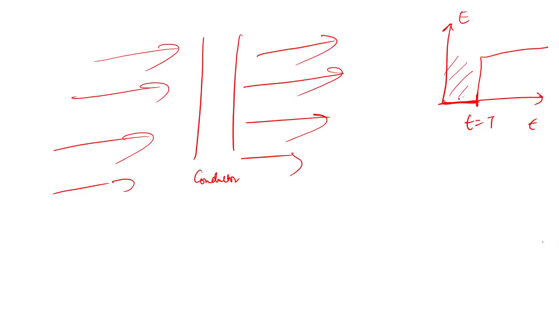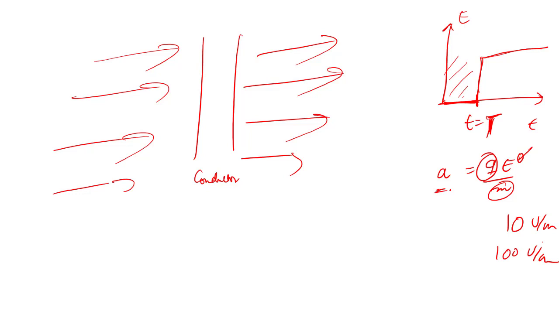Obviously, when there is no electric field applied, the electric field inside the conductor is 0. But at time t equal to capital T, I switched this electric field on, I dialed the knob up, then the acceleration of the electrons is going to be qE by m, right? And you can take the electron mass and electron charge, and take roughly some 10 volt per meter or 100 volt per meter electric field and see what this acceleration would roughly be for an electron, right?